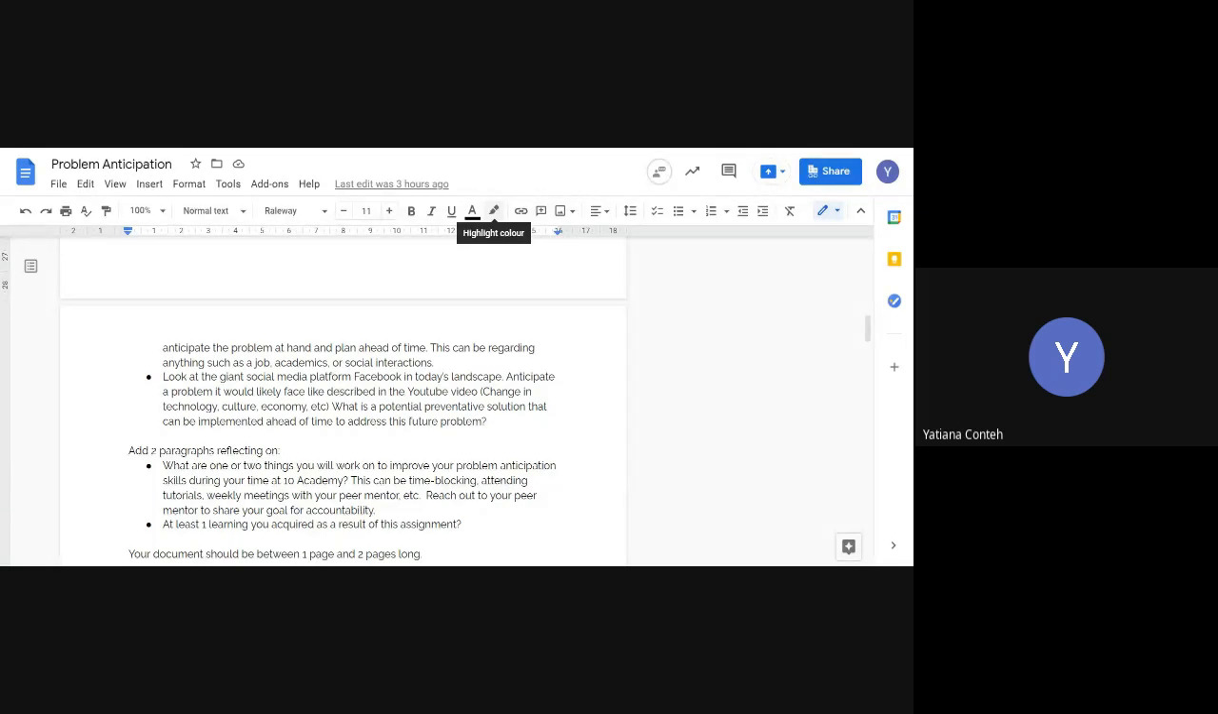So basically, you're going to look at Facebook with regards to what's happening in our landscape today, in our environment today, in the world globally. Then you try to look at a potential problem that you believe Facebook would likely face, okay?